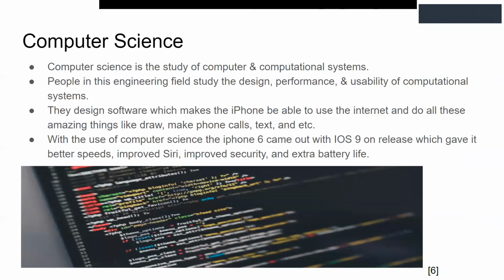So computer science is the study of computer and computational systems. They work really closely with computer engineers, but they focus generally more on designing software. So they write code to improve the product's performance and usability. They designed things like the operating system, iOS 9, that the phone runs on. They design the apps that we use on a daily basis, all the quality of life things that we have. And they continue to work to optimize and improve quality of life and give the phone better speeds and battery life.